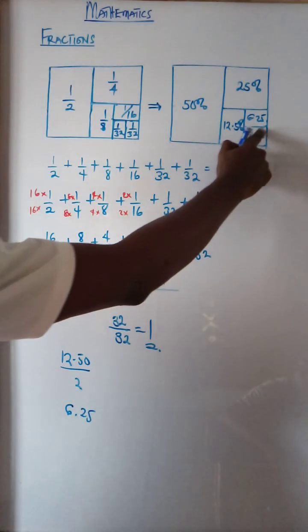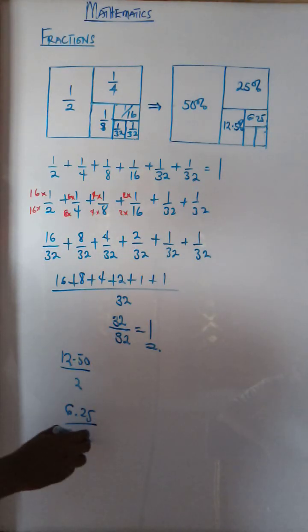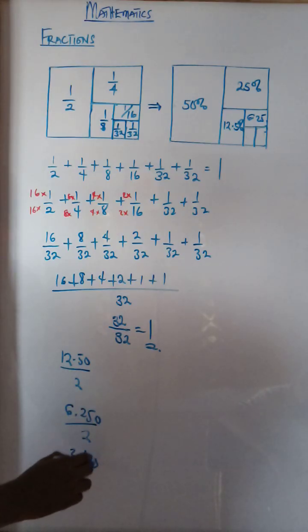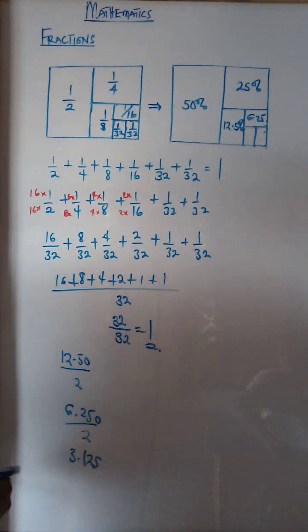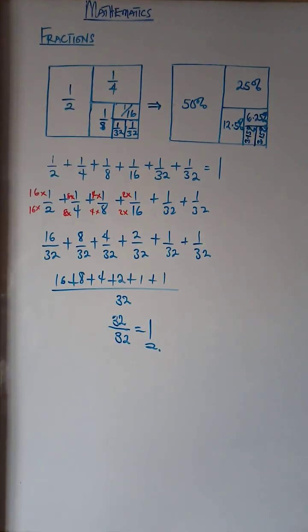Let's now divide into 2 again. So divide 6.25 by 2. 2 in 6 is 3. 2 in 2 is 1. I can put 0 here again. 2 in 5 is what? That's 3.125. So this is 3.125. This is also 3.125. So what does this mean?